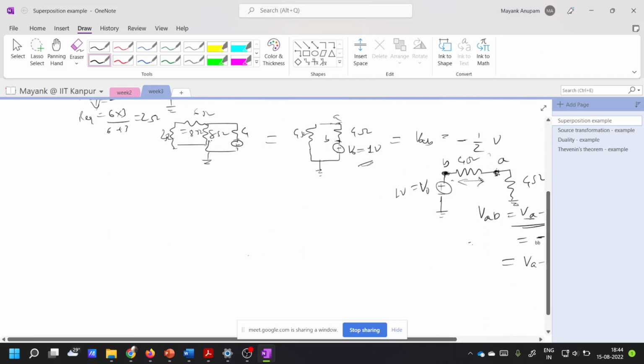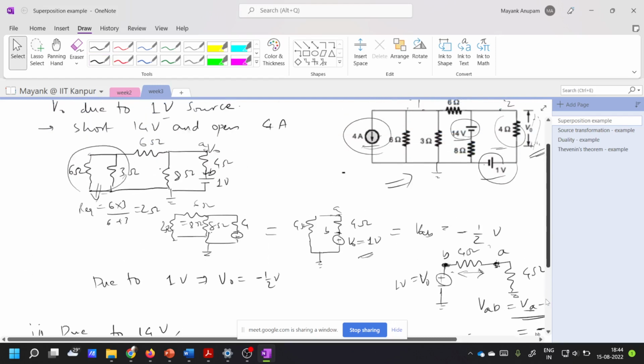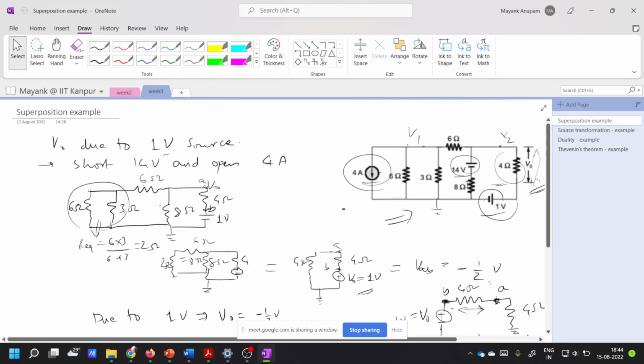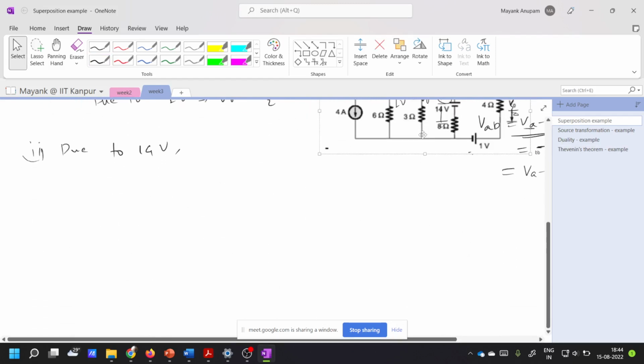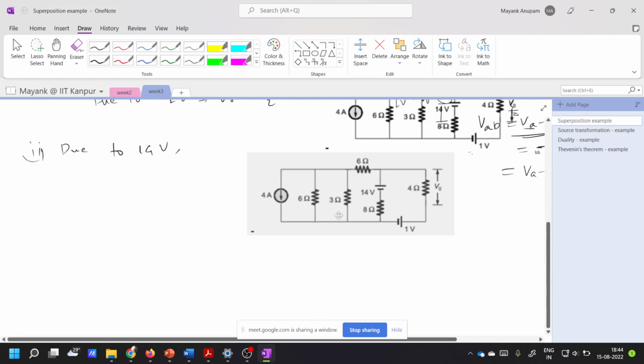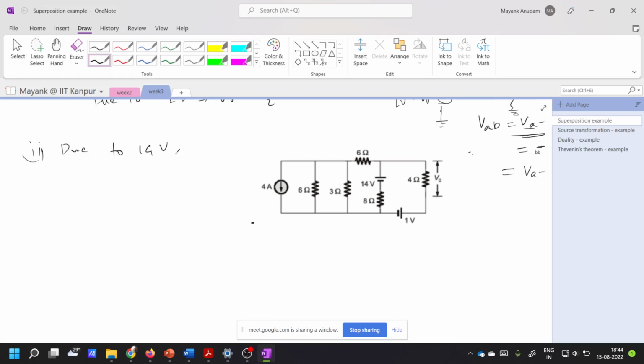Now that we are clear about it, due to 1 volt, you got V naught equal to minus 1 by 2 volts. Now let's try to find out V naught due to 14 volts. So how will the circuit look in that case? Let me drag it down here so that it becomes easier for you to visualize.